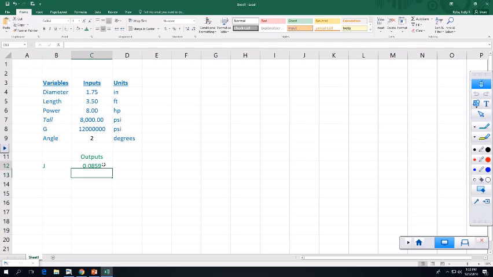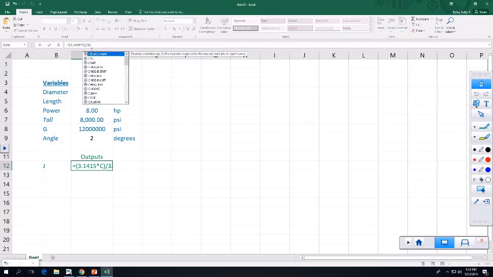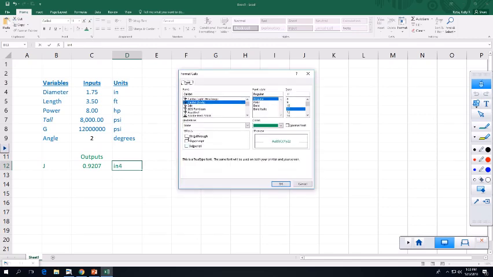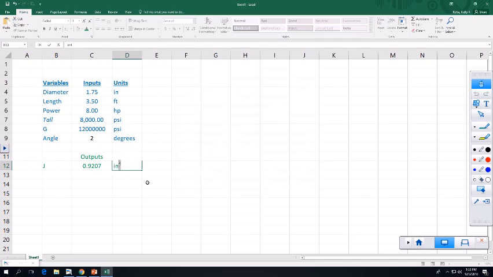Oh, I know what I did wrong. I did not take it to, let me see here, d to the 4th power divided by 32. So d to the 4th power, there we go, divided by 32. That's where it is, 0.92. Good. And that is going to be in inches to the 4th. And again, to get that superscript in there, we do this, superscript, and OK.